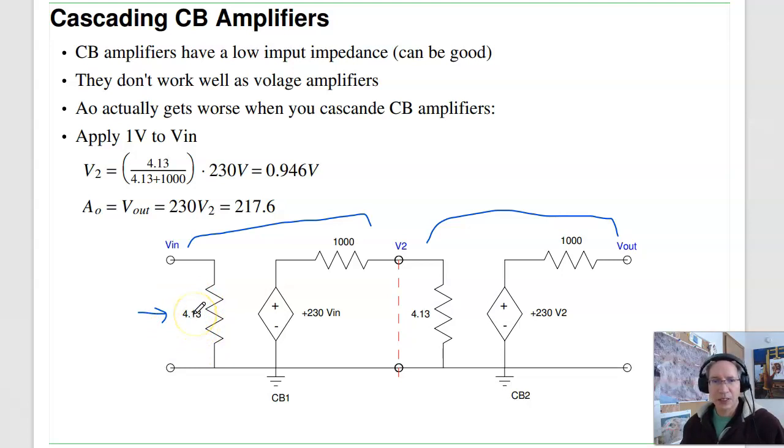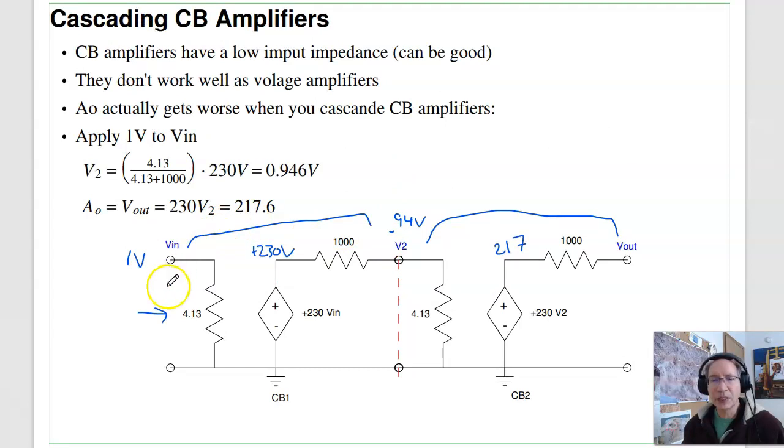To find the gain, apply 1 volt at the input. If this is 1 volt, this is 230 volts. By voltage division, this is 4 over 1000 plus 4 times 230, 0.94 volts, times 230 gives you 217. So that's the gain of two stages amplified: 217.